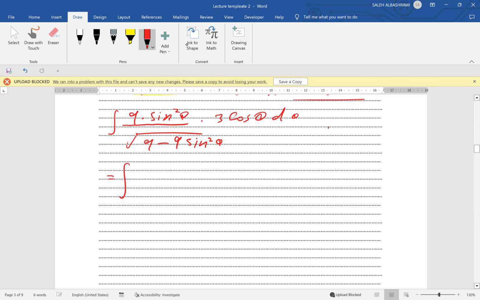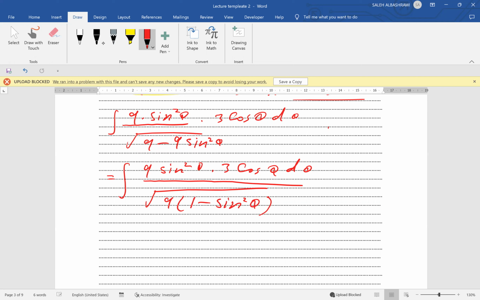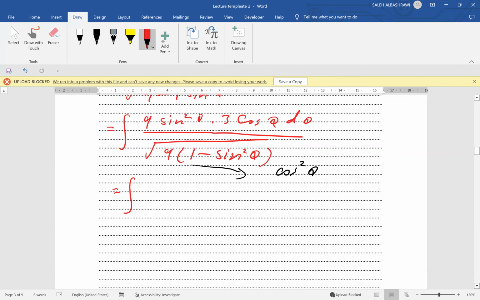So the integration now will be 9 multiplied by 3 sine squared theta cosine theta d theta divided by square root of, I will take 9 as a common factor, then I will have 1 minus sine squared. But we know that 1 minus sine squared is equal to cosine squared. So this can be written as integration of 3 times 9 is 27 multiplied by sine squared theta cosine theta divided by, the 9 will come out as 3, and cosine square under the square root will be cosine theta.